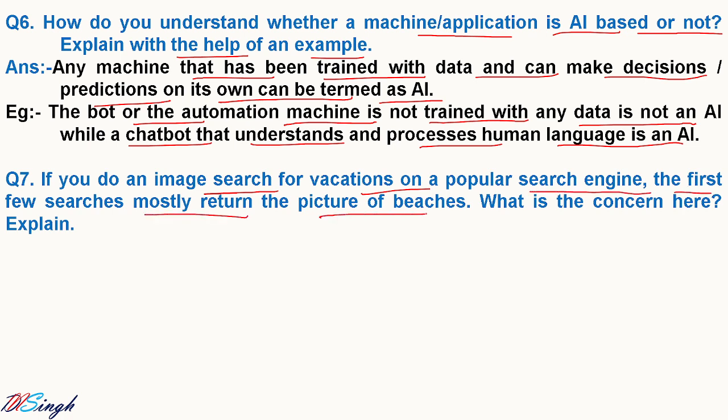If you do an image search for a vacation on a popular search engine, the first few searches mostly return the pictures of beaches. What is the concern here? That is called the bias. AI bias, very important question, famously asked 2-3 times.